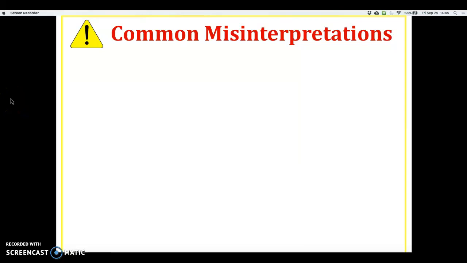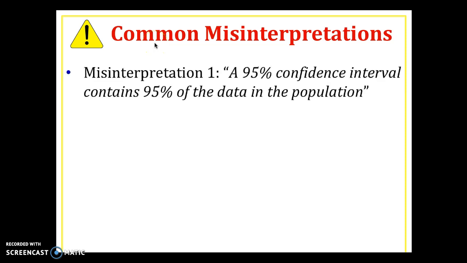All right, welcome. We are still looking at section 3.2, and we're going to look at common misinterpretations of confidence intervals. So misinterpretation 1: a 95% confidence interval contains 95% of the data in the population. No, that's not true. That 95% comes from 95% of the samples will contain the true population parameter.